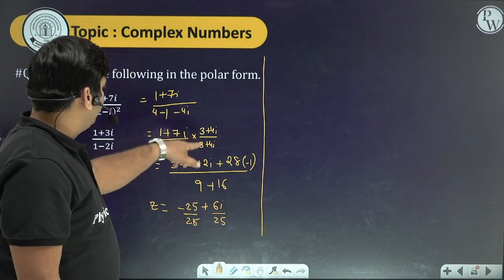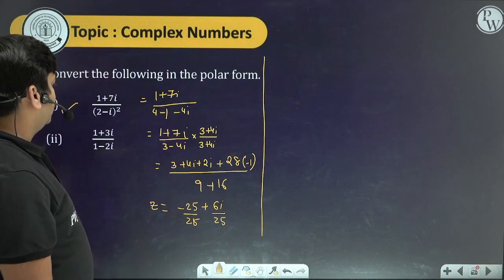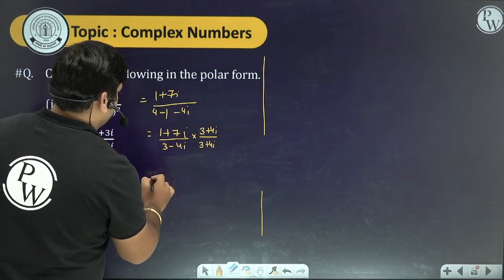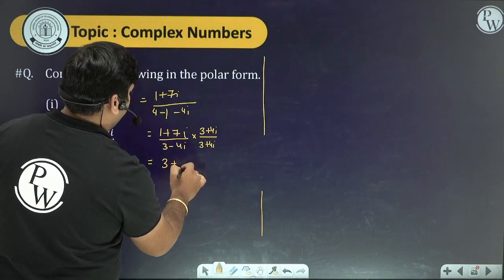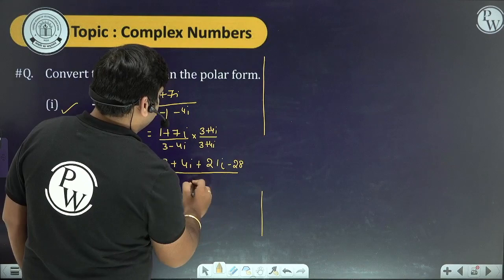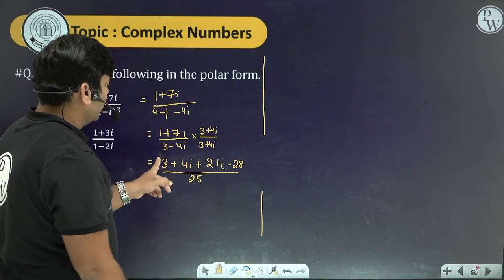This is 21i. Why did I write this? Just a minute. Okay, once again, that is equal to 1 into 3, 3, plus 1 into 4 is 4i, plus 7 into 3 is 21i, which I missed before, and that's the reason we got weird values. Plus 7 into 4 is minus 28, by 25. So 4i plus 21i is 25i, it will be good. 3 minus 28 is minus 25. Minus 25 plus 25i by 25.